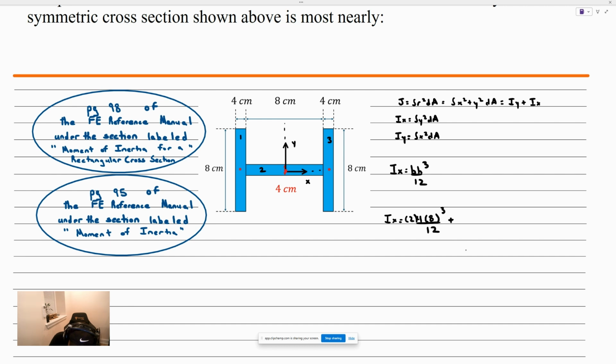I'm going to go on and compute the moment of inertia for that second shape, which is 8, the base, times 4 cubed over 12. If I go ahead and reduce this term, I get Ix is equal to 8 to the 4th plus 8 times 4 cubed, all of this divided by 12. We have what Ix is.